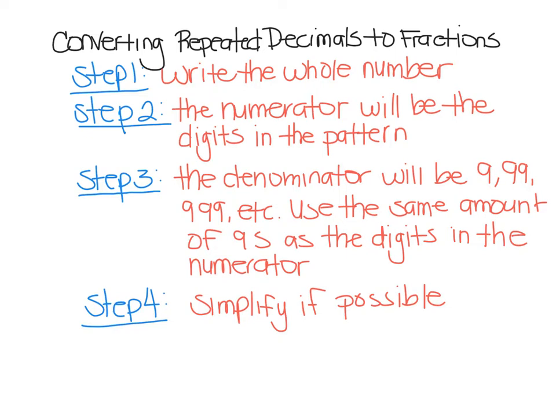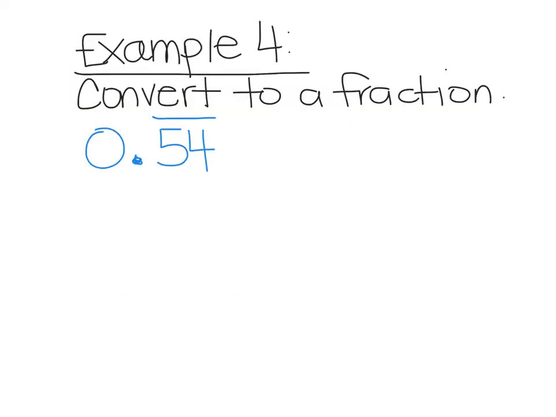Converting repeated decimals to fractions. Step 1. Write the whole number. Step 2. The numerator will be the digits in the pattern. Step 3. The denominator will be 9, 99, 999, etc. Use the same amount of 9s as the digits in the numerator. Step 4 is to simplify if possible. Now again, this is only to convert repeated decimals to fractions.